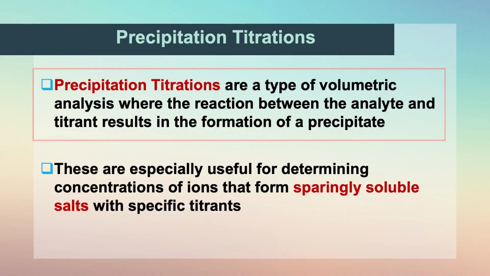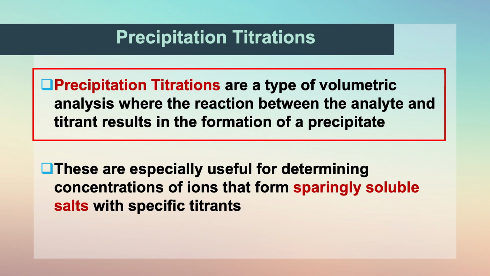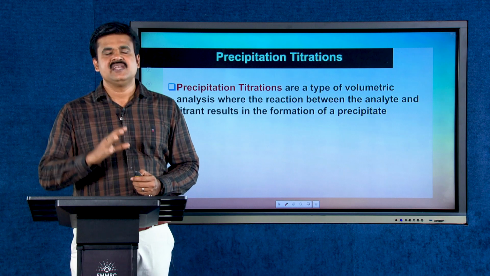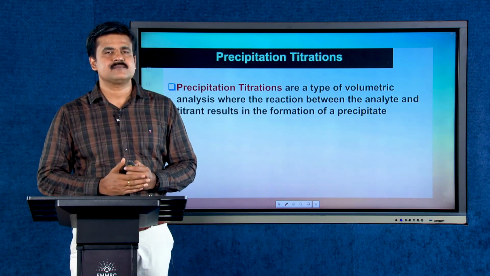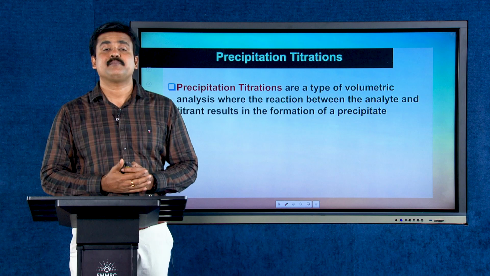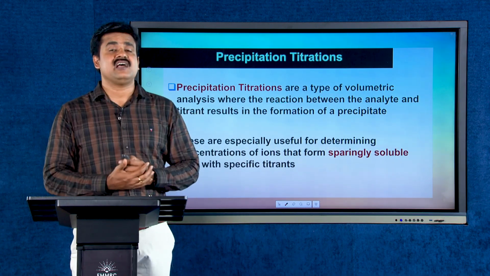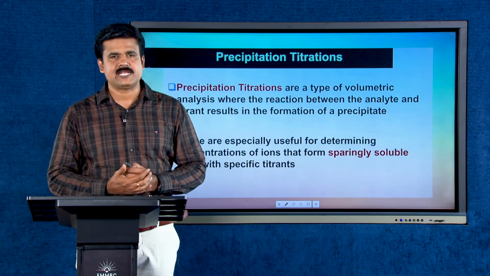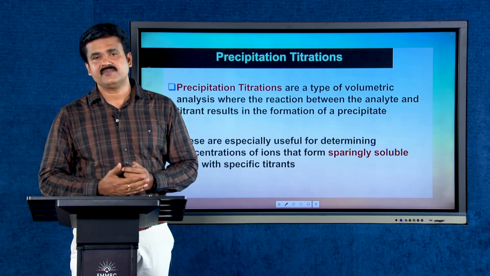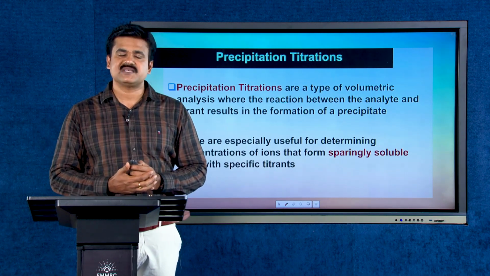So, precipitation titrations are a type of volumetric analysis where the reaction between the analyte and a reactant or titrant results in the formation of a precipitate. So, precipitation titration is a titration in volumetric analysis and it involves the formation of a precipitate. This kind of titration is especially useful for determining the concentration of ions that form sparingly soluble salts with specific titrants.